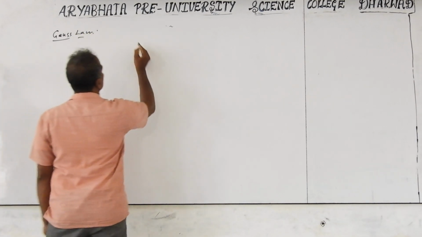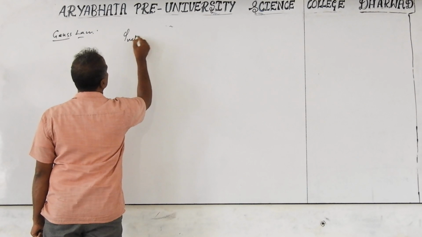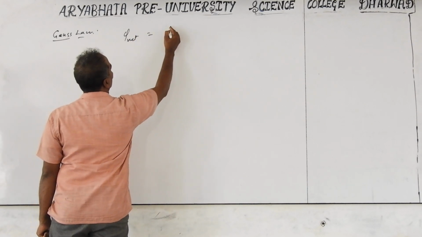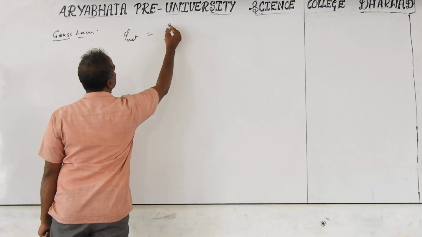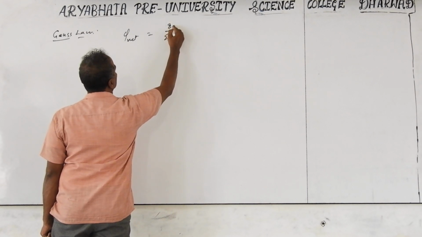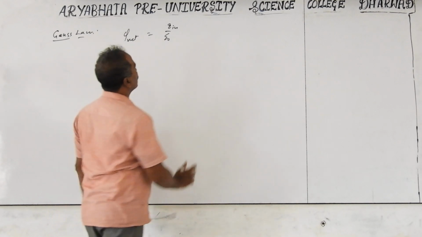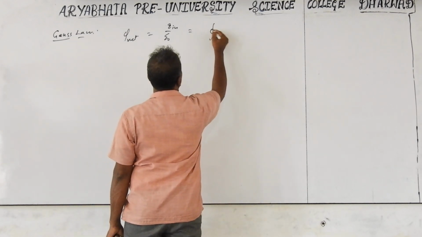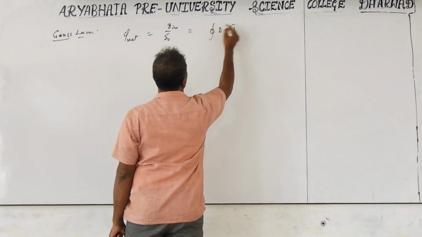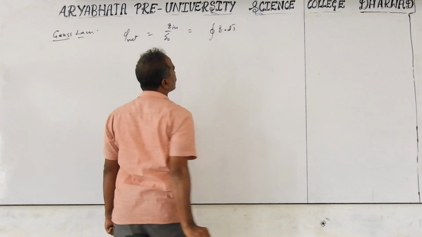According to the Gauss law, the net flux through the surface is equal to 1 by epsilon naught times the total charge inside the closed surface. The closed surface is called a Gaussian surface. But net flux is also equal to the closed integral of E dot dS. Integration means addition or summation.